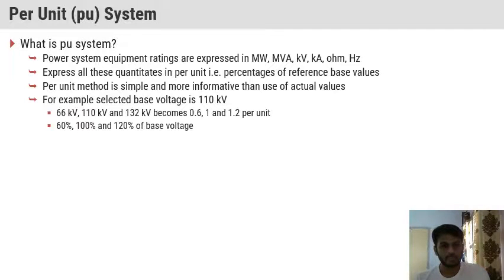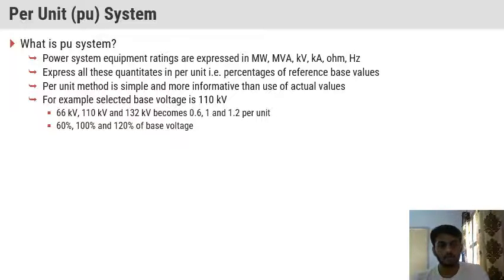What is the per unit system? Power system equipment ratings are expressed in megawatt, MVA, kV, kiloampere, ohm and hertz. We express all these quantities in a per unit system, or we can say as a percentage of reference base values. The per unit method is simpler and more informative than the actual values.